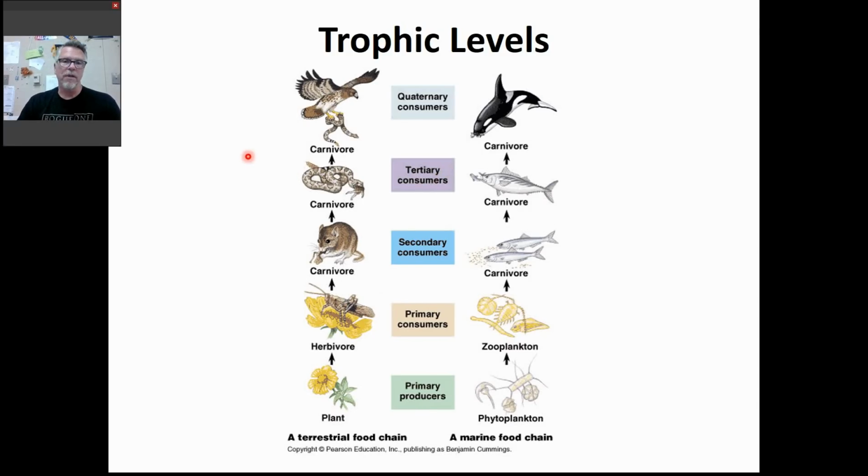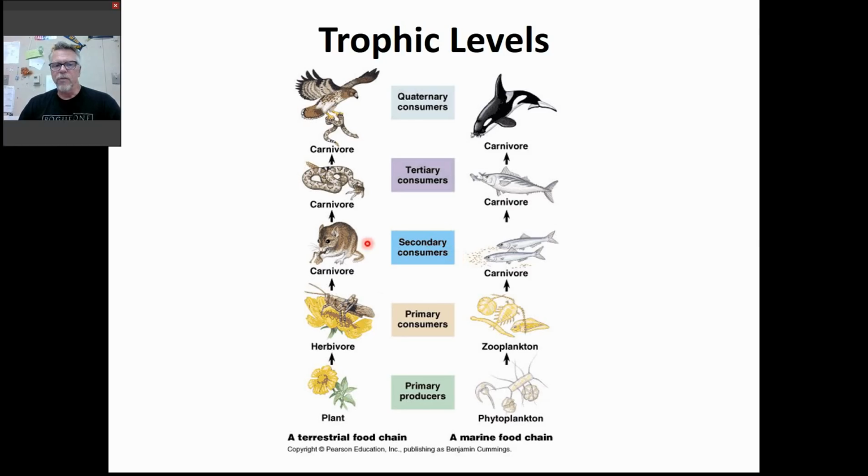Here are a couple of examples of trophic levels. We have our primary producers, and that's a plant of some kind, either a land plant or a water plant, like a phytoplankton. That's a tiny organism that captures sunlight and turns it into usable biological energy. The primary producer is eaten by the primary consumer. That would be an herbivore like the cricket, or the zooplankton, which is another really small organism that lives in the ocean and eats plants.